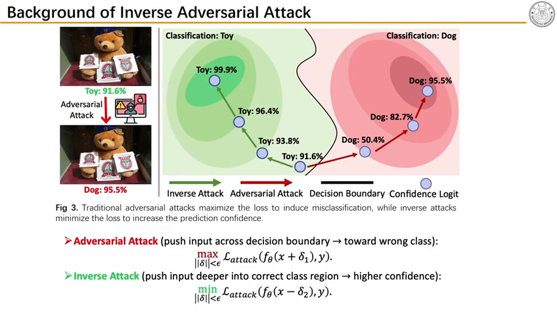Now we know that adversarial attacks can push the models across the decision boundary, causing misclassification. Mathematically, this involves maximizing the attack loss, such as the cross-entropy loss. From here, a natural idea comes up. What if we minimize the loss instead? By doing so, the model should theoretically be more confident in its correct predictions. We define this as the inverse attack. And of course, there were some small tricks involved when creating it.